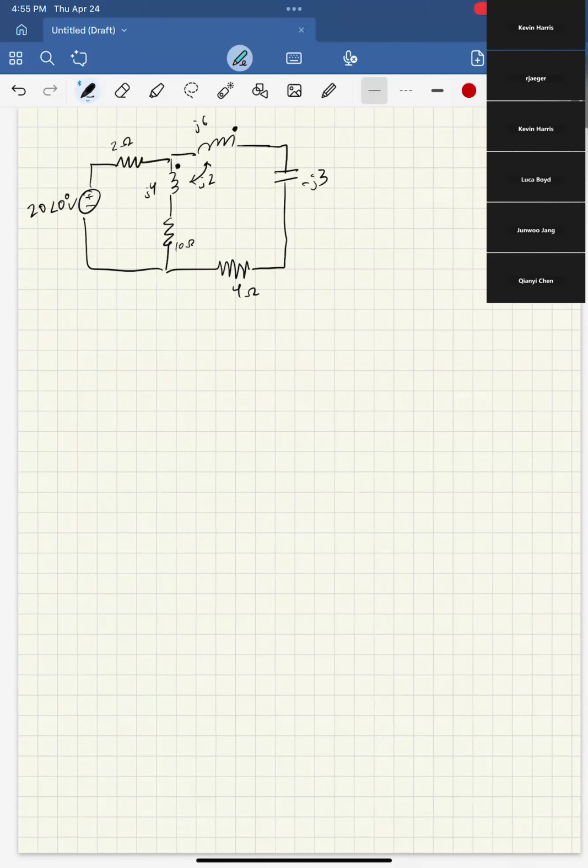And the question is saying, write all equations to find V 10 ohm. So the voltage drop across this 10 ohm resistor, right? But to do that, that's just like the mesh current equations. So mesh current. So you know how to do mesh current, right?